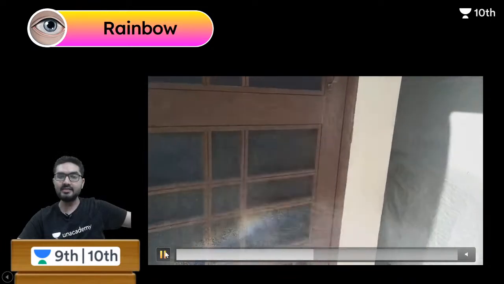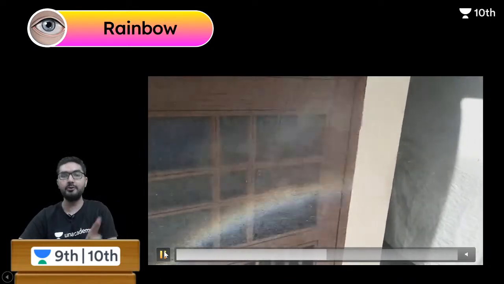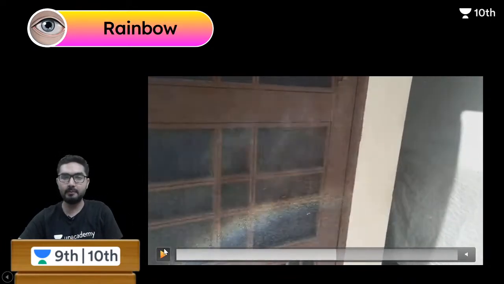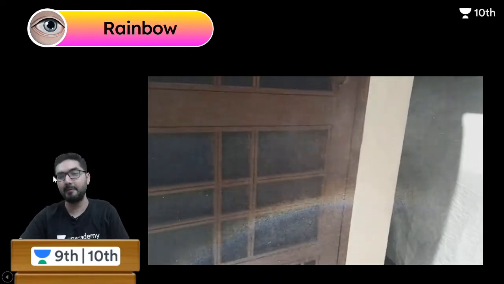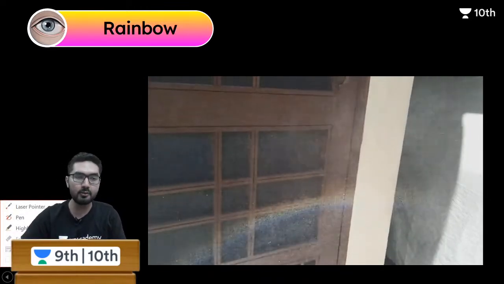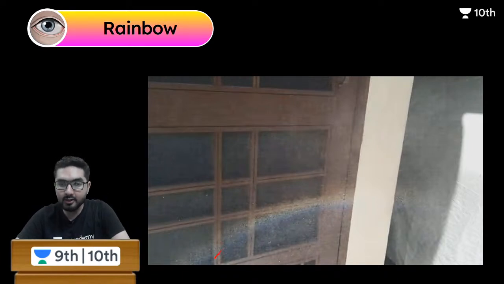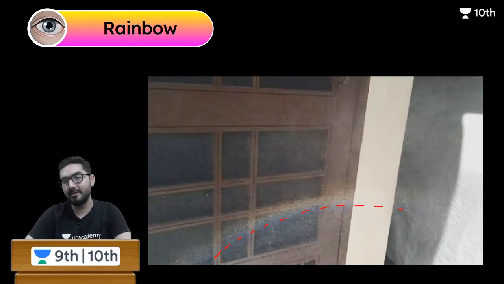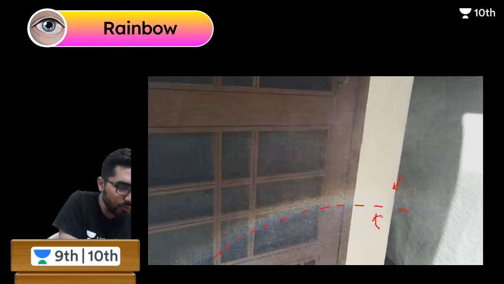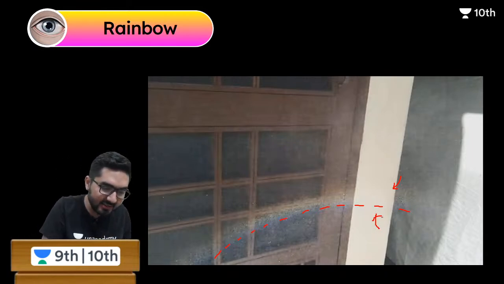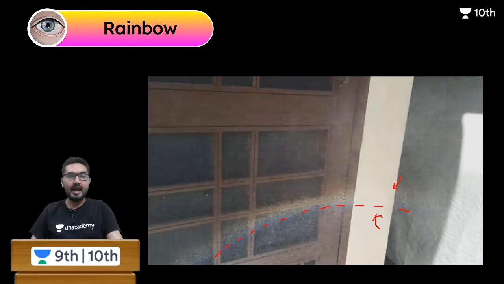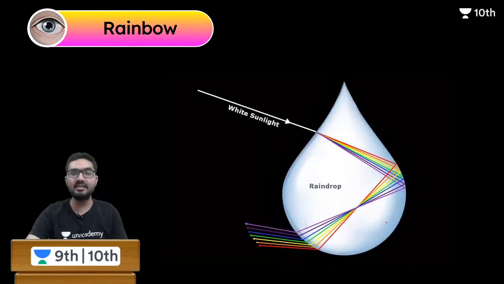So guys, as you can see in this particular video, are you able to see the rainbow, my dear friends? I'm able to see a circular sort of a thing in which this one is a red color and below is the blue color. Are you able to see that? So the red and the blue colors you are able to see, and also it's a little circular in shape, right? So this is how the rainbow forms.